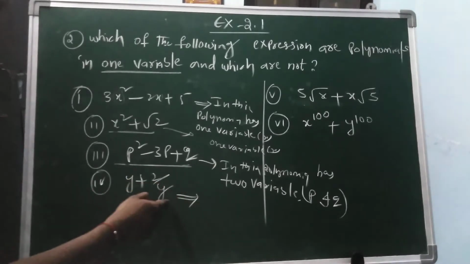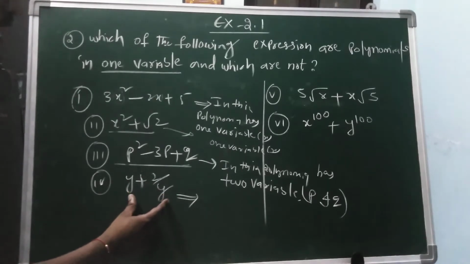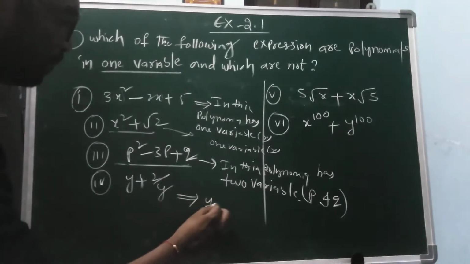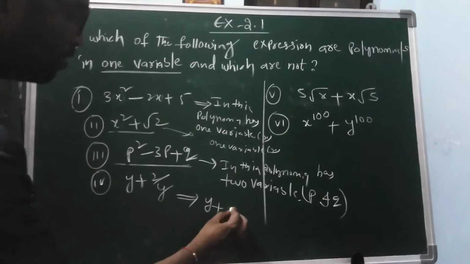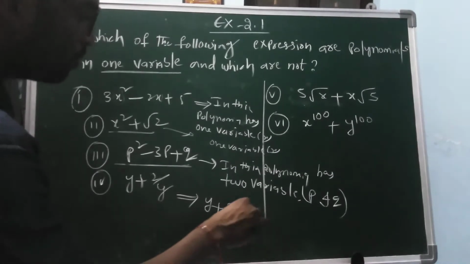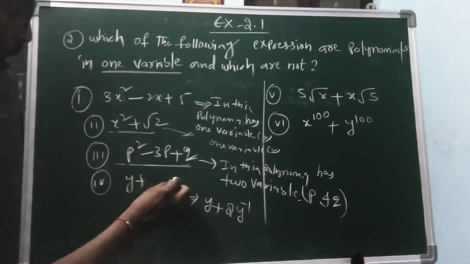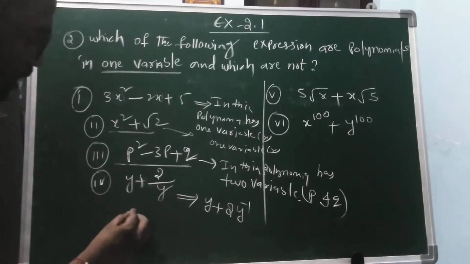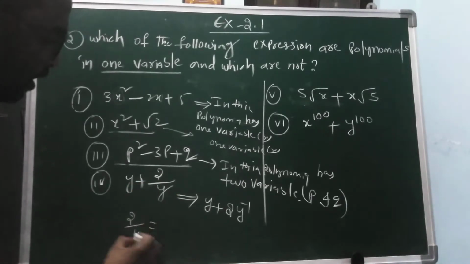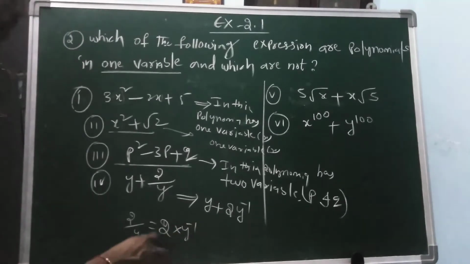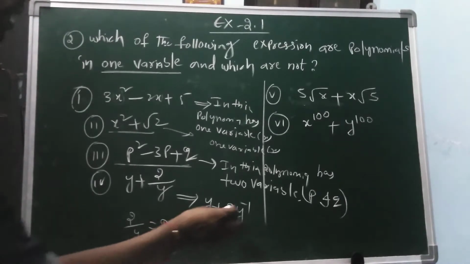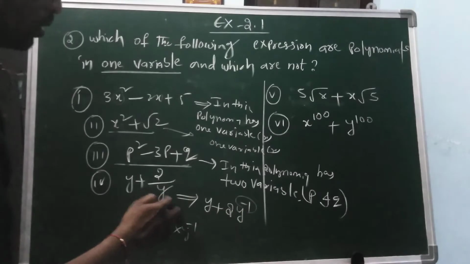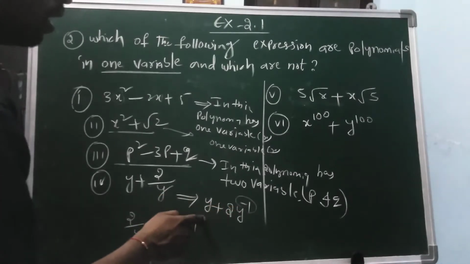Coming to this one, is it a polynomial? No, this is not a polynomial, because see here, y plus 2 by y. 2 by y means 2 into y power minus 1. Here, 1 by y becomes y power minus 1, so it is a negative power. A negative term is there, and a negative term means it is not a polynomial.